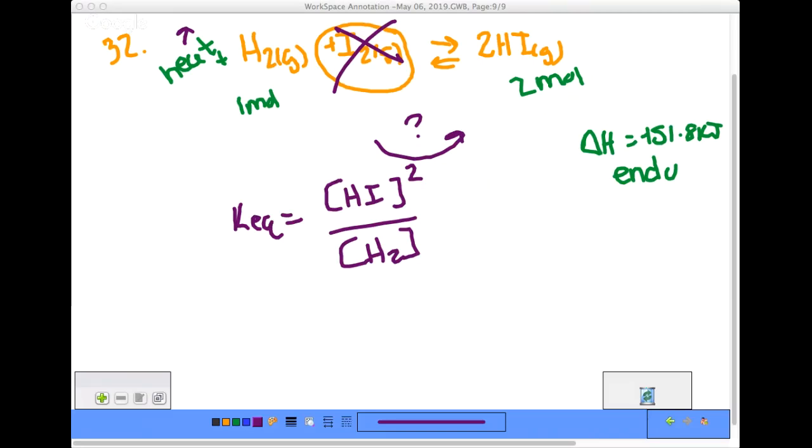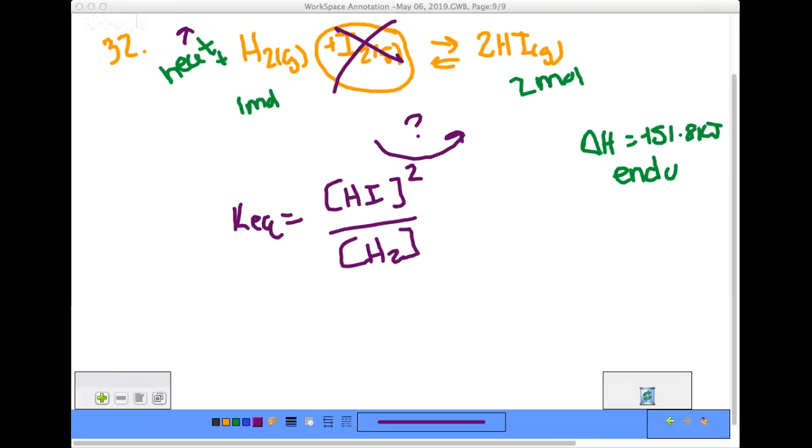So to review for the test, I would say that you be comfortable writing your KEQ expressions. Be comfortable using your ICE tables. Know the shortcut for that 10 to the negative 3. If it's less than 10 to the negative 3, cancel out that bottom X. Remember your shortcuts for if you can cancel out the square root. So if you have a square on the top and a square at the bottom, square root the whole thing to get rid of that.